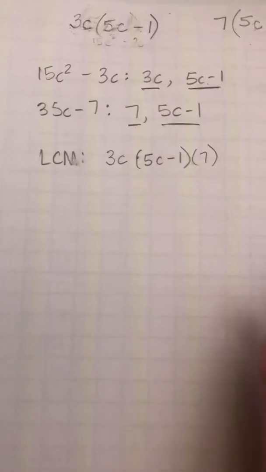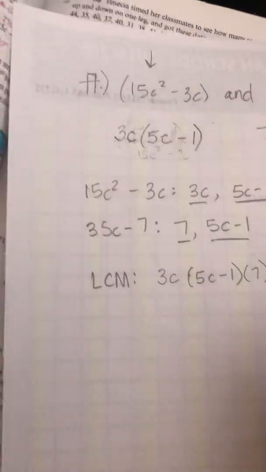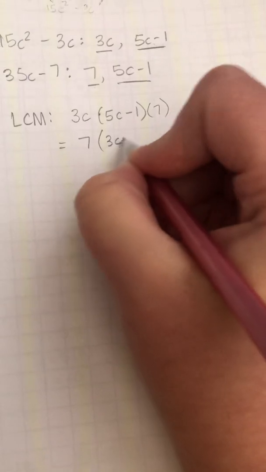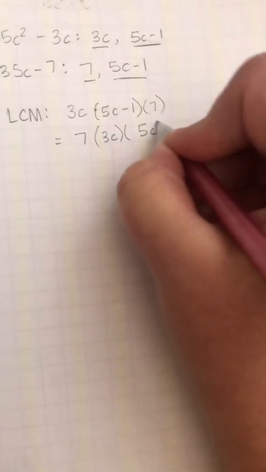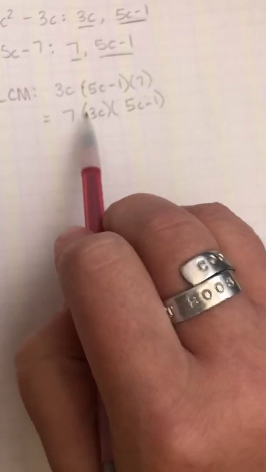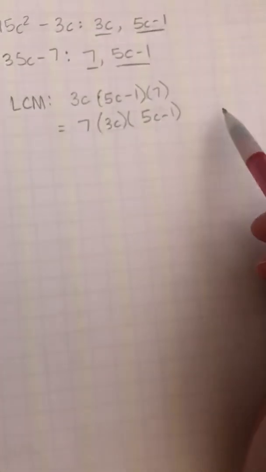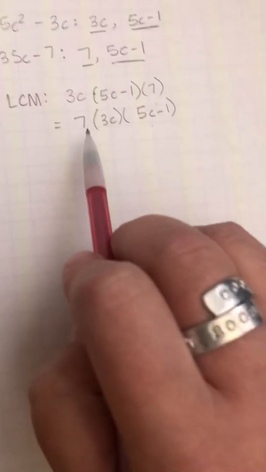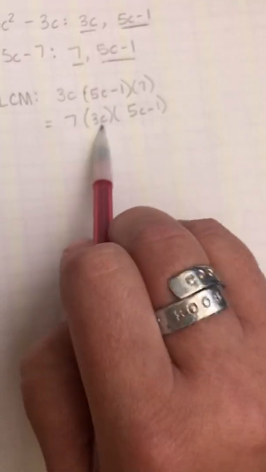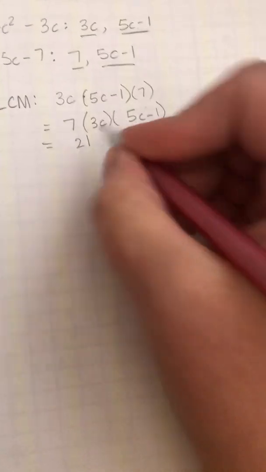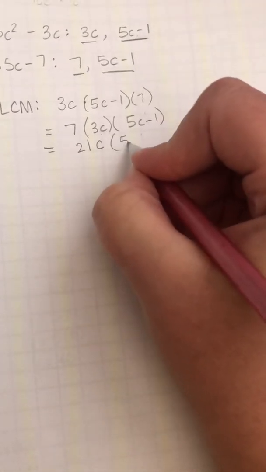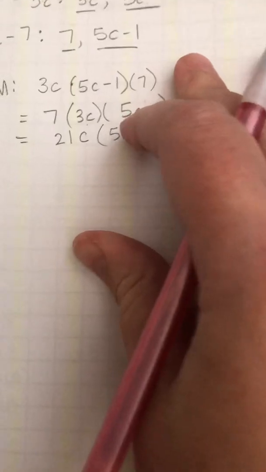Okay? So now you're going to multiply everything out. Well, I'm going to rearrange this though because I like to have my numbers first, then my variables. Okay, so I just put the 7 first, and then 3c, 5c minus 1. When you're multiplying all of these, you can't multiply them all at the same time, but you can do 2 at a time. So we're going to do 7 times 3c. 7 times 3 is 21, and then the c just stays here. 5c minus 1.